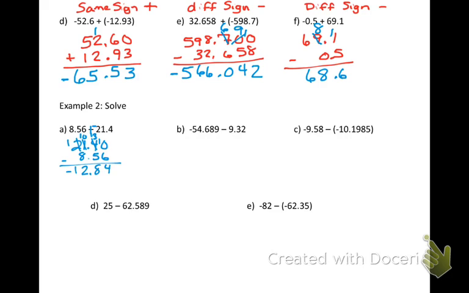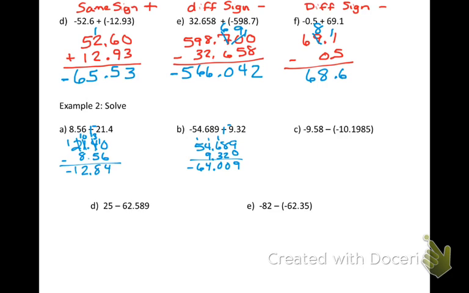Alright, so I subtracted. I got 12.84, and 21.4 is bigger than 8.56, so it's negative 12.84. So I look at B, and I'm going to add its opposite. So they're the same sign, so you're going to add, so go ahead and add. I added them together, got 64.009, and they're both negative, so I put a negative on top.